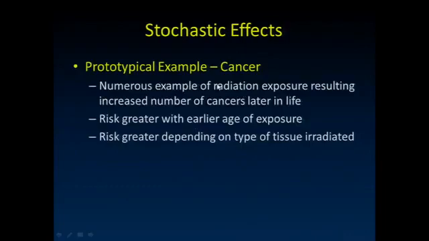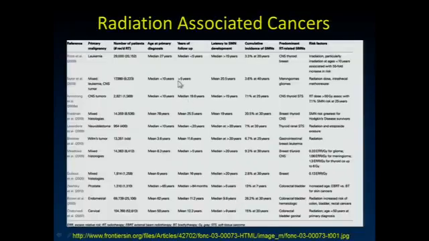Stochastic effects. So we talked about the prototype of cancers. There are numerous examples of radiation exposure resulting in increased number of cancers later in life. Greater risk with earlier age of exposure and greater risk depending upon the types of tissue irradiated. And I show a chart here, and you'll notice that nothing in this chart has to do with patients who received one CT scan when they were a kid or whatever.